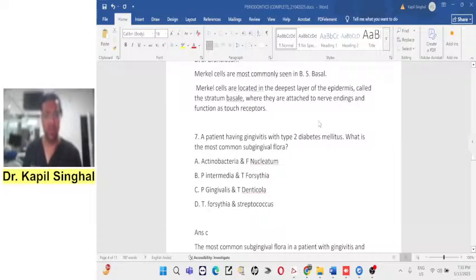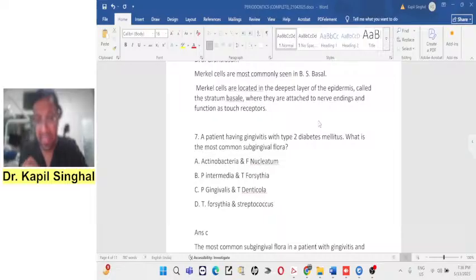Next question was a patient having gingivitis with type 2 diabetes mellitus. What is the most common subgingival flora? So now we need to understand a patient with type 2 diabetes mellitus. The maximum amount of bacterial flora ideally in any kind of periodontitis is P. gingivalis, but in patients with diabetes mellitus, T. denticola and P. gingivalis is maximum prevalent.